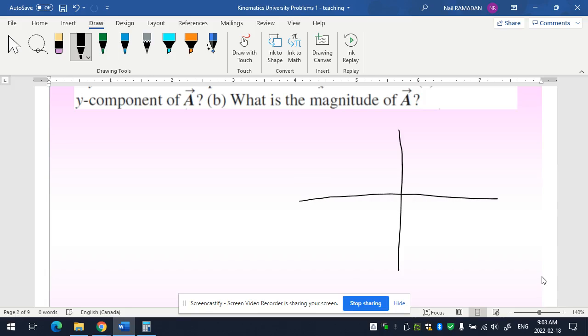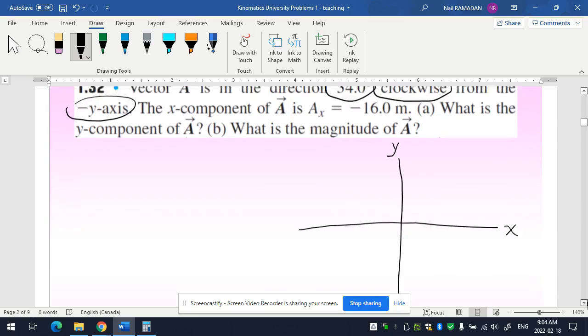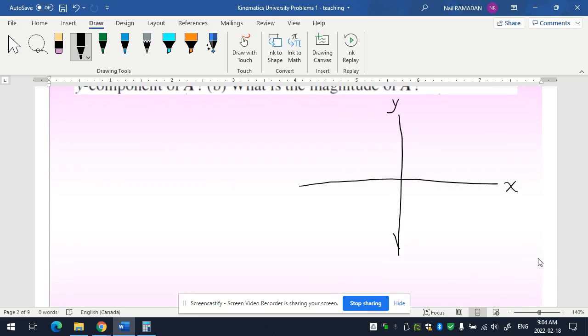All right. Obviously, no more north-south. We can call it y and x. So apparently, my vector is tilted how many degrees? 34 degrees. In which direction? Clockwise. Starting from which direction? The negative y-axis. So that means you pointed this way, and then you turn it this way, 34 degrees.